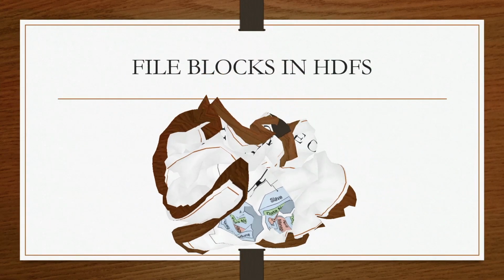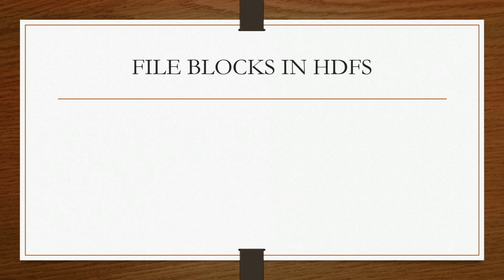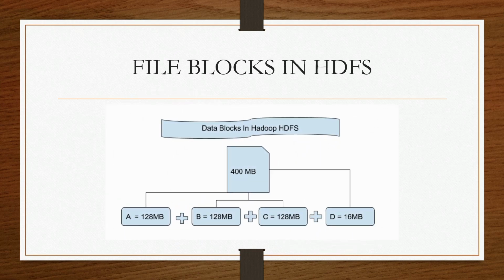File blocks in HDFS. The data in HDFS is always stored in terms of blocks. So a single file is divided into multiple blocks of size 128 MB, which is the default, and we can also change it manually.